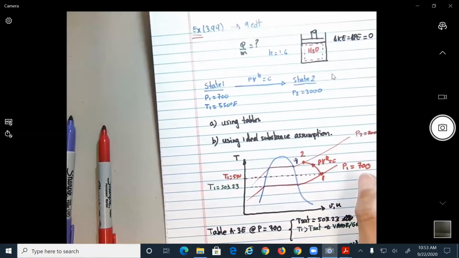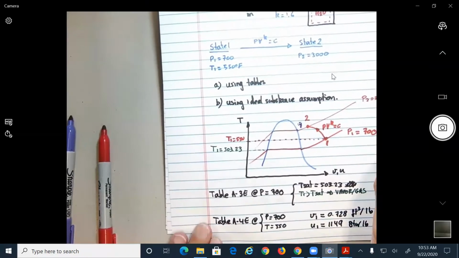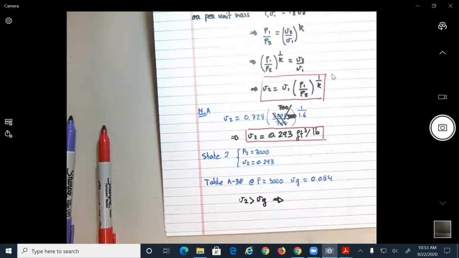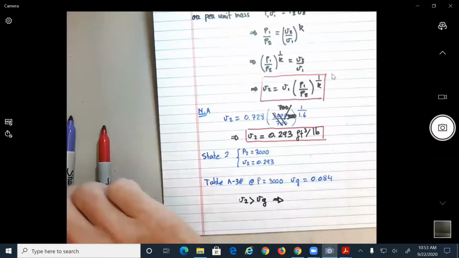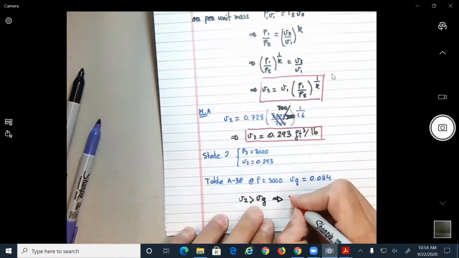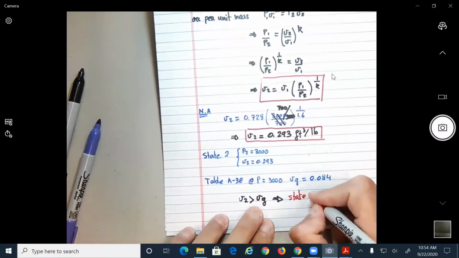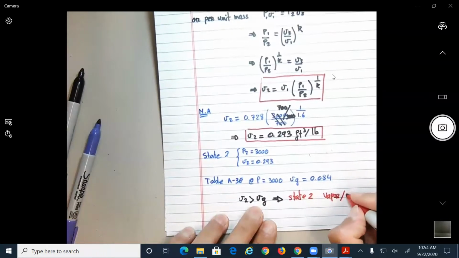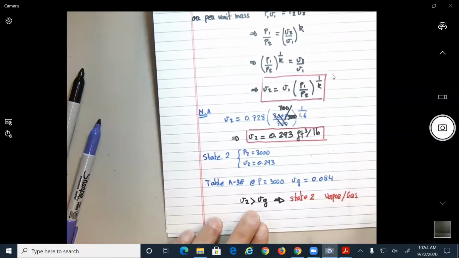All right, so I'm not sure we're going to be able to finish it, but let me just give you the last steps that we need to do, and we finish it next time. All right, so that means that state 2 is on the vapor gas region. No, that was the conclusion.